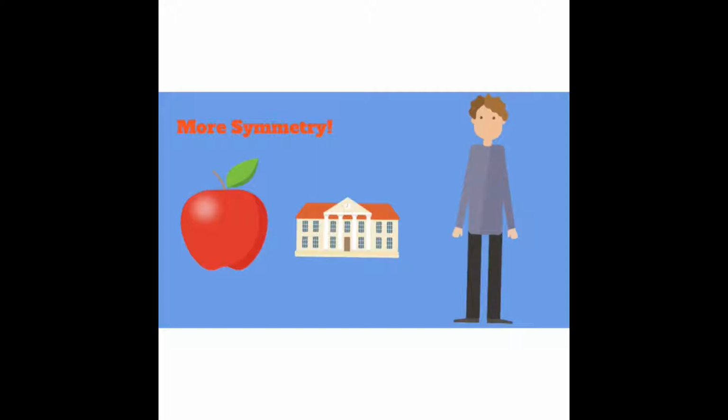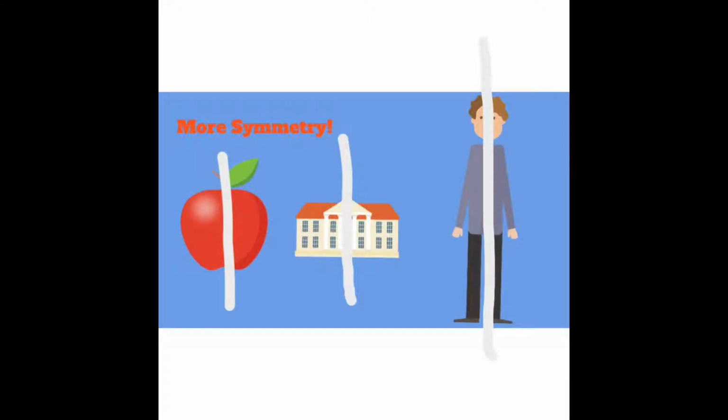Things all around us in our world can be symmetrical. Like this apple is symmetrical. And a lot of buildings are symmetrical in the way that they're designed. Same on both sides. And the human body is also symmetrical, because on each side you have an eye, an ear, hands, arms, legs, feet.